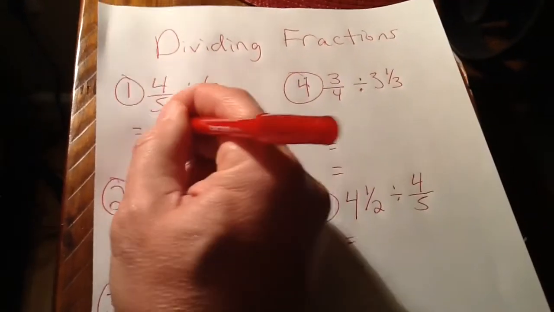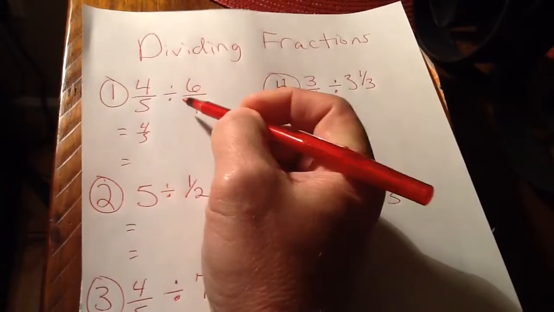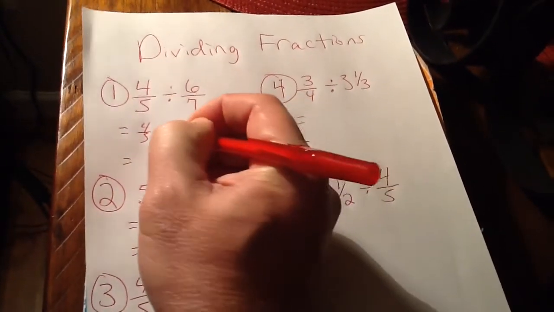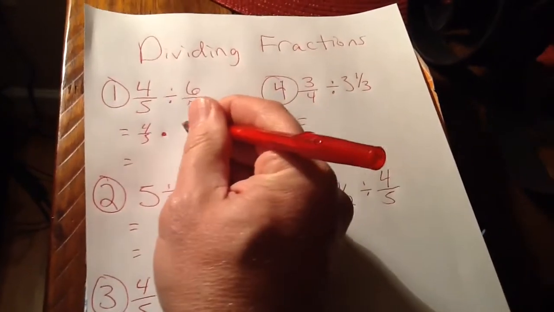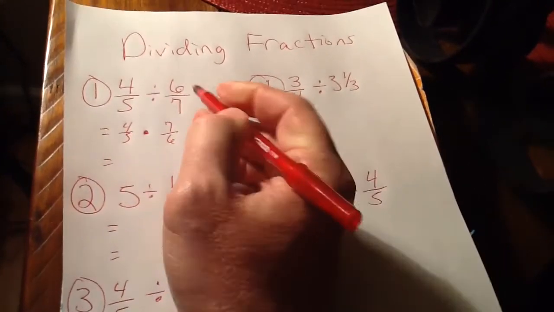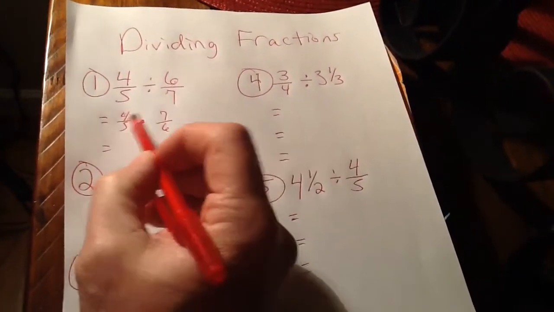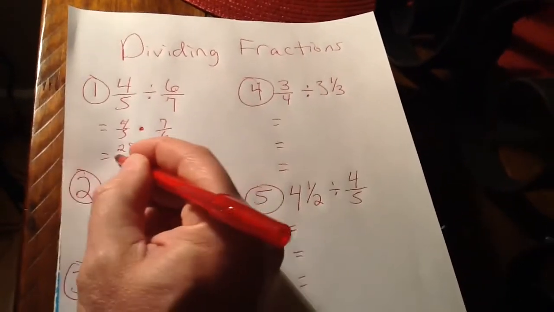Okay, so what we're actually gonna do, you technically never divide fractions, you multiply the opposite. So we're going to change this division into multiplication, and we're going to use the reciprocal of this, which is the opposite of that. Once you do that, you just multiply straight across. 4 times 7, 28. 5 times 6 is 30.